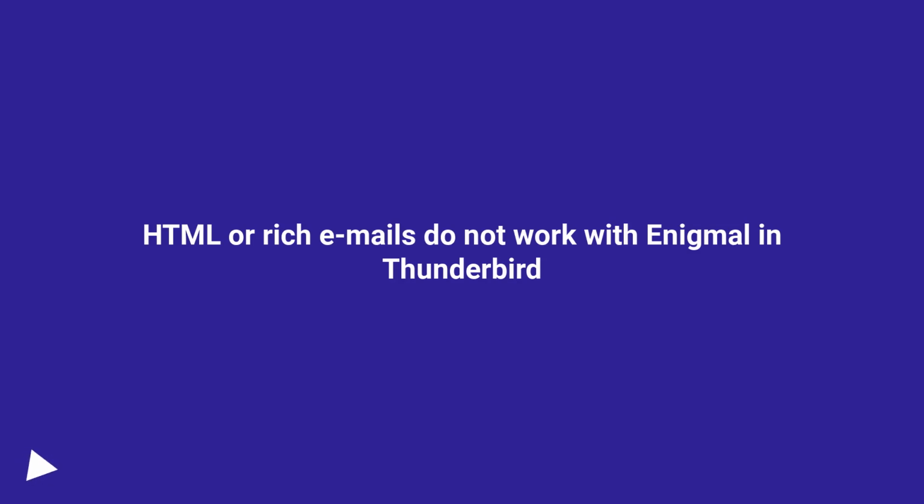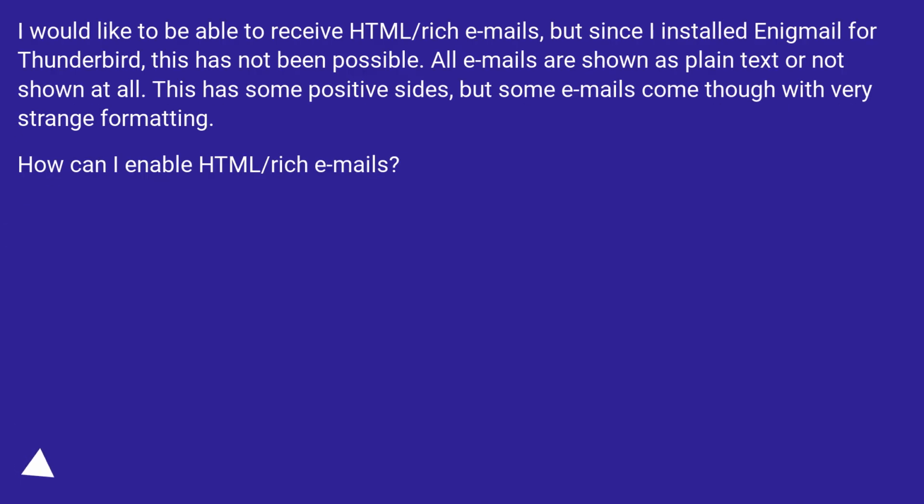HTML or rich emails do not work with Enigmail in Thunderbird. I would like to be able to receive HTML/rich emails, but since I installed Enigmail for Thunderbird, this has not been possible. All emails are shown as plain text or not shown at all. This has some positive sides, but some emails come through with very strange formatting. How can I enable HTML/rich emails?